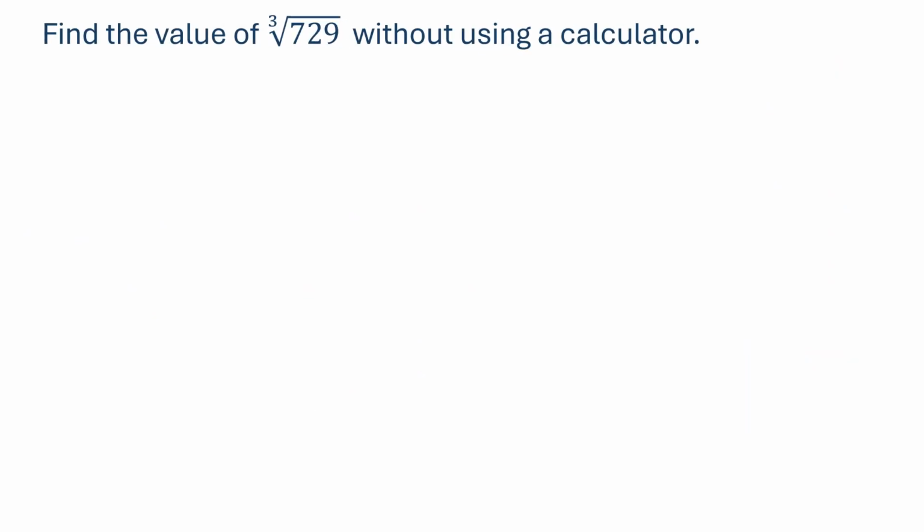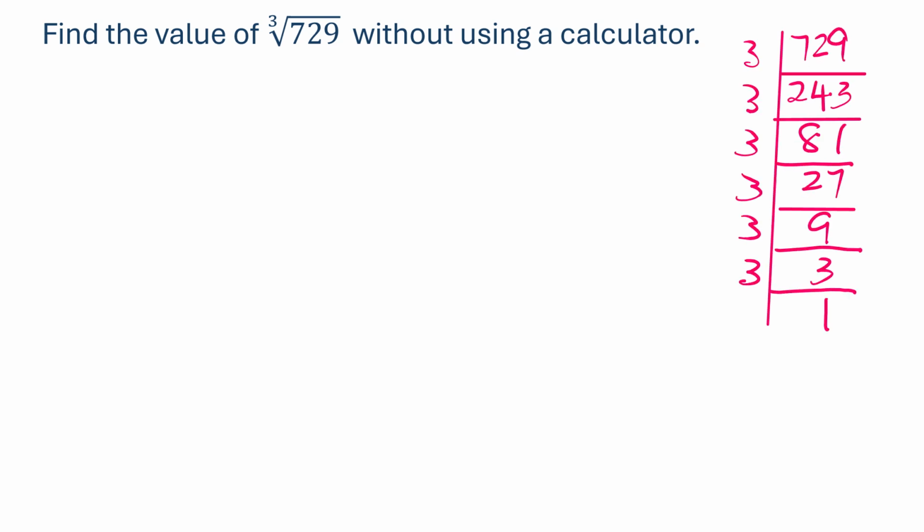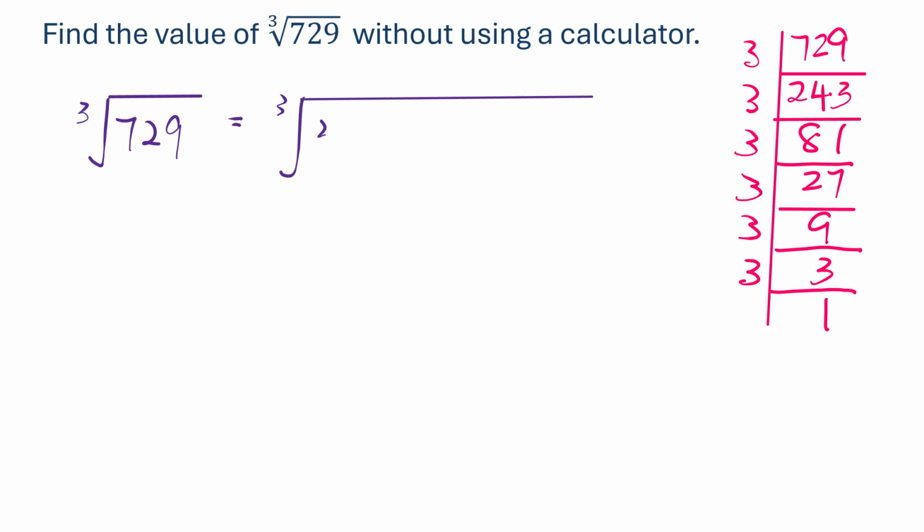So how do we find the cube root of 729 without using a calculator? First of all, we will have to use repeated division to break 729 into the product of its prime factors. And what does cube root mean? It means that we have to classify whatever we have into three groups, and these three groups must have similar terms.